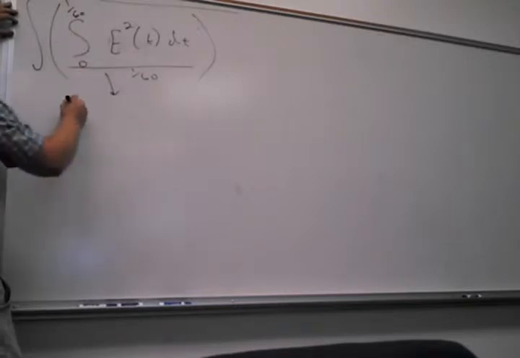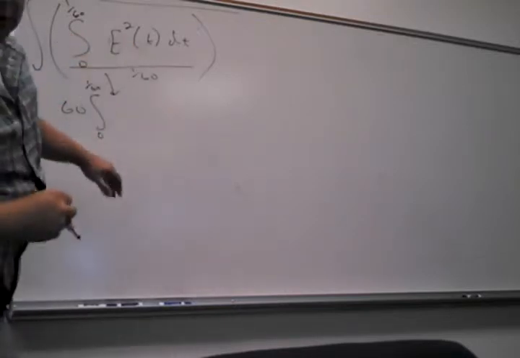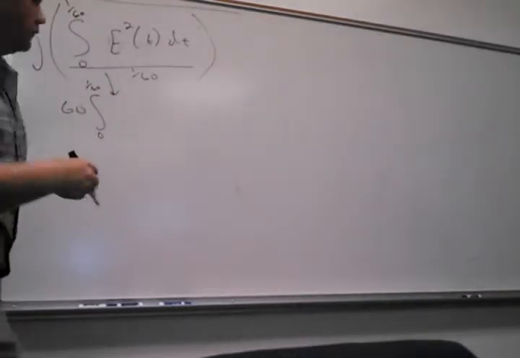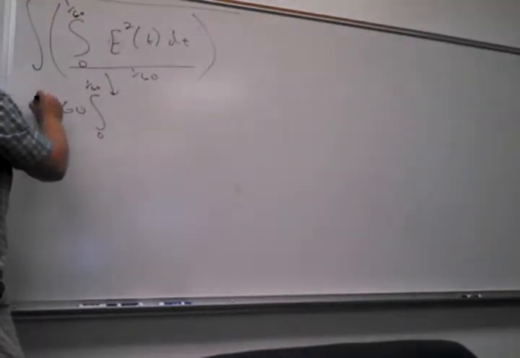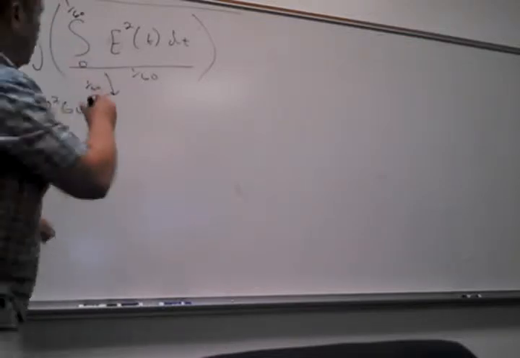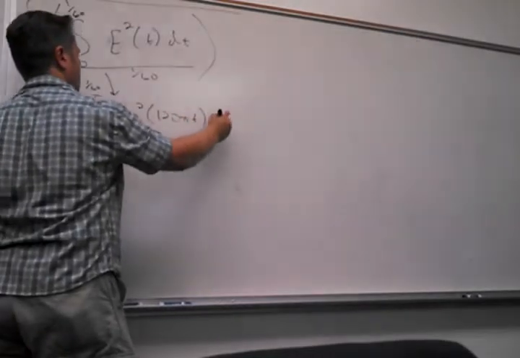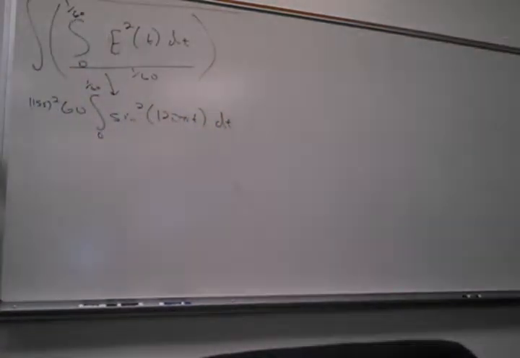So I get 60 times the integral. That squared would just be 155 squared, times sine squared 120 pi t. You just stop right there. Is that cool? So I'm not going to draw the big square root. At the end, we've got to take a square root.